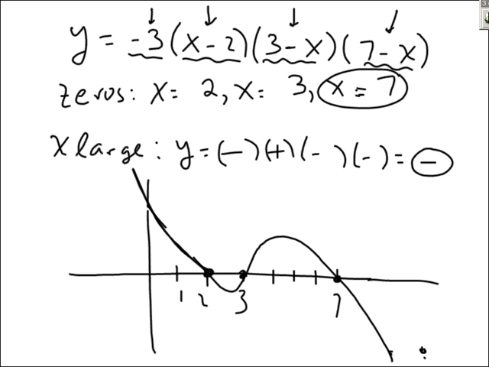Here's your graph. Okay? You should always label your axes. You find the zeros, and then you can graph it. Try one more, then we'll up the level of difficulty.